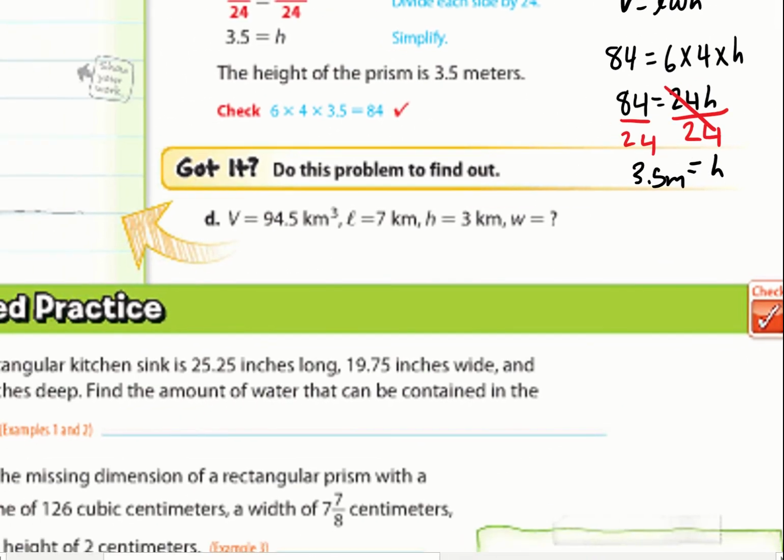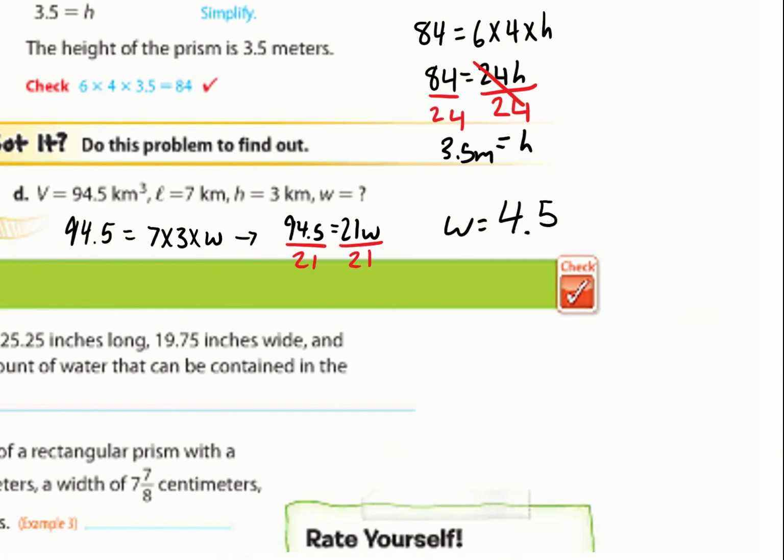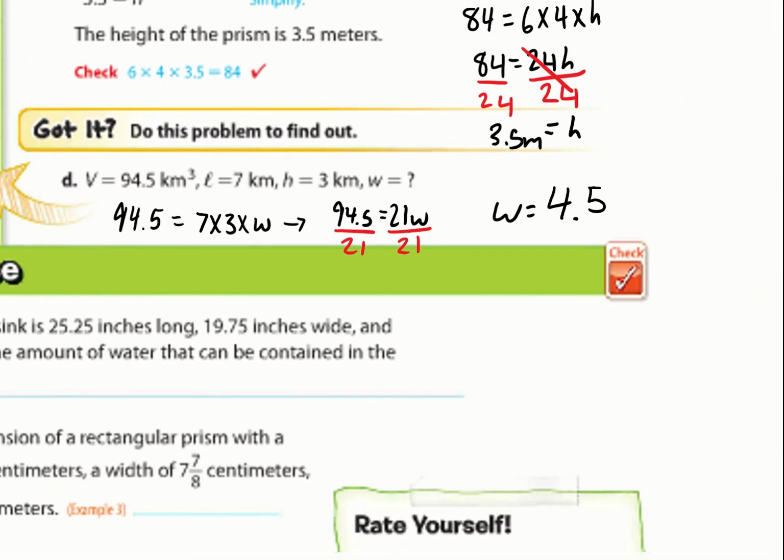So go ahead and try D. After doing that, volume is 24.5 times 7 times 3 times my width. So I get 94.5 equals 21W. Divide 21 on each side. Those cancel. So W is going to equal 4.5.